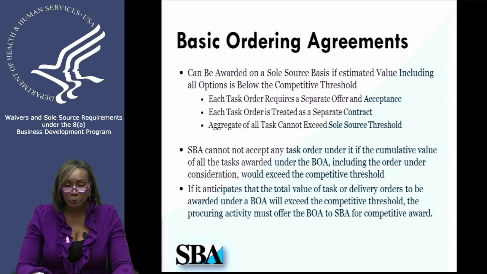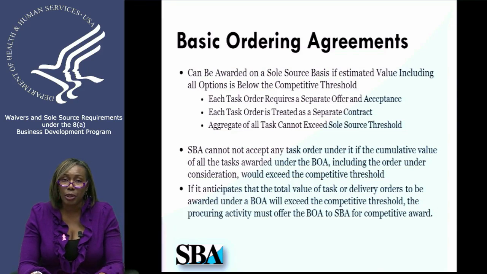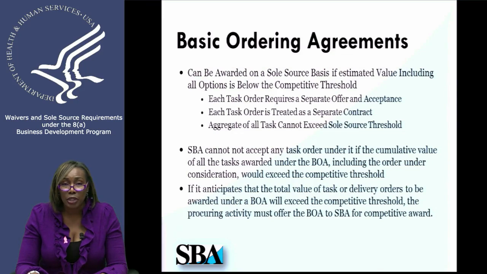And you say, why? Well, if you're sole sourcing the BOA, the BOAs are not contracts, they're agreements. And our firms have to be active participants for every contract. So once you put the basic ordering agreement in place, if the firm has graduated the program, they're no longer eligible for that requirement. So each task order requires a separate offer and acceptance. Each task order is treated as a separate contract, and the aggregate of all the tasks cannot exceed the sole source threshold. So remember, the threshold is $4 million.